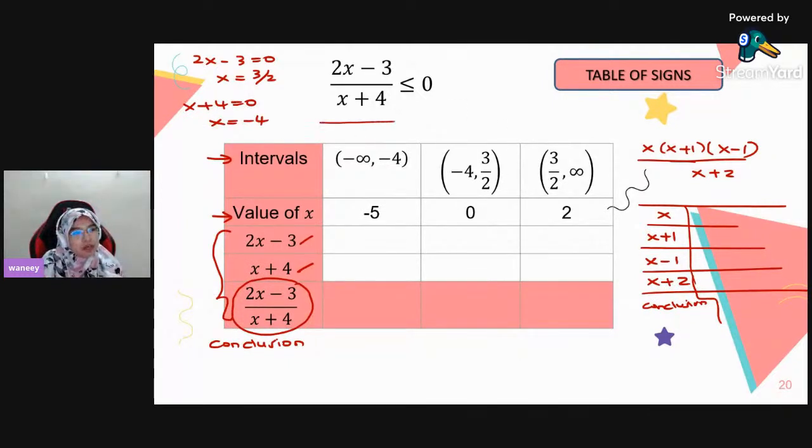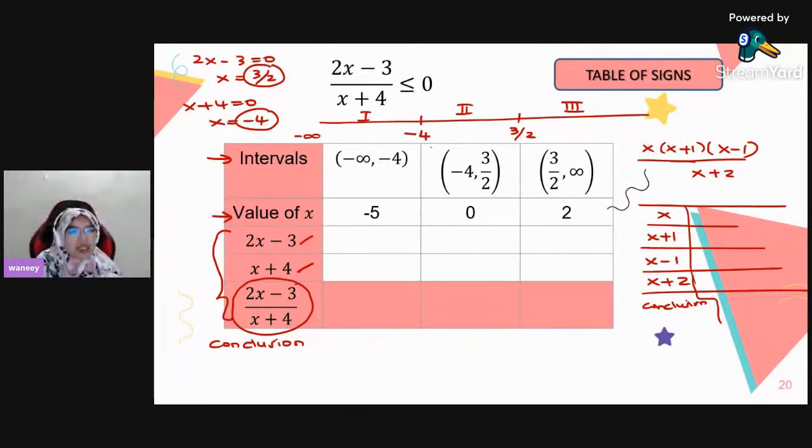So if you draw your number line, 1 is negative 4, 1 is 3 over 2. So negative 4 will stay on the left hand side, 3 over 2 will stay on the right hand side. Therefore, in our number line, we are going to separate them into 3 intervals. So first, second, third. The first interval is starting from negative infinity up until negative 4. So this one over here. The second one is negative 4 up until 3 over 2. The third one is 3 over 2 up until infinity.